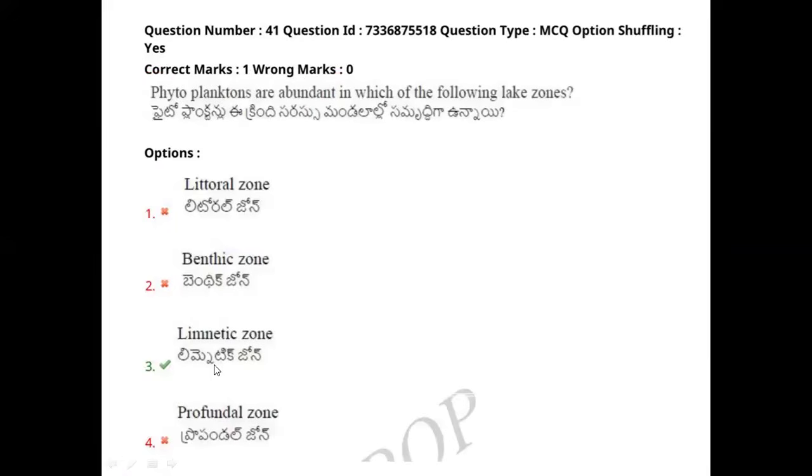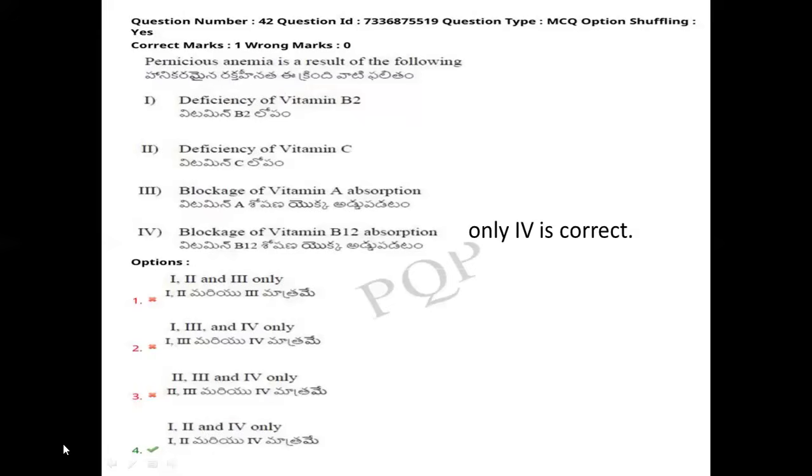Done. So yes, the answer will be the limnetic zone, because phytoplanktons are abundant in the limnetic zone, where the sunlight penetrates maximum and photosynthesis occurs in maximum amount.